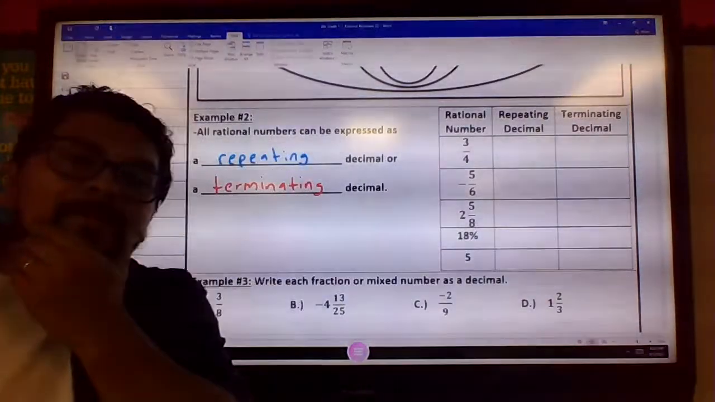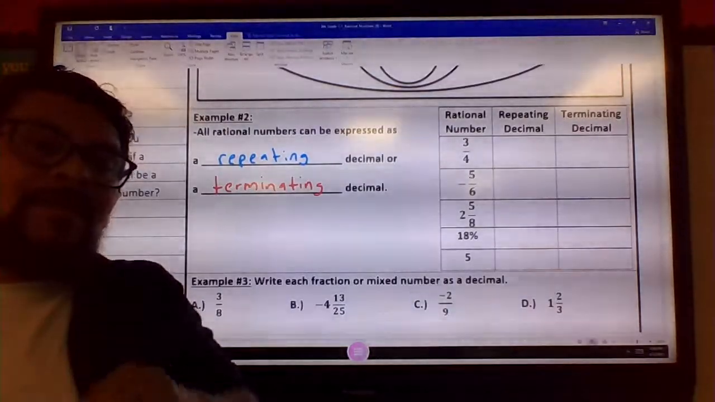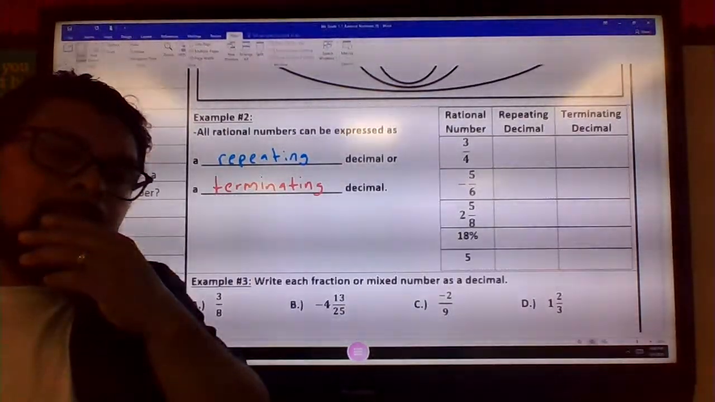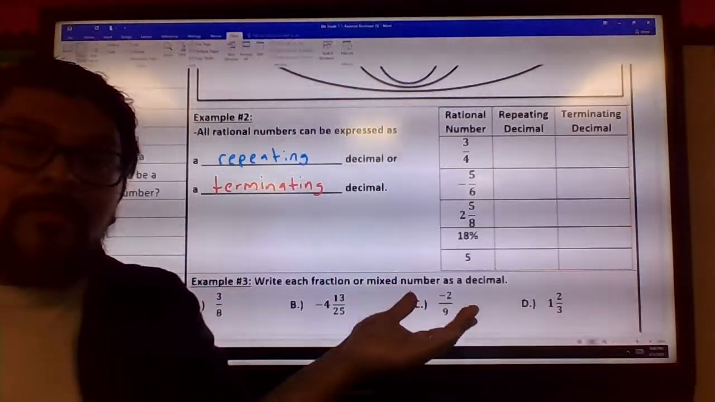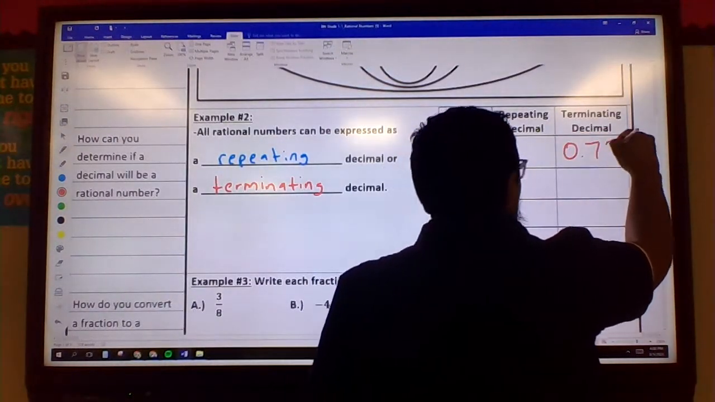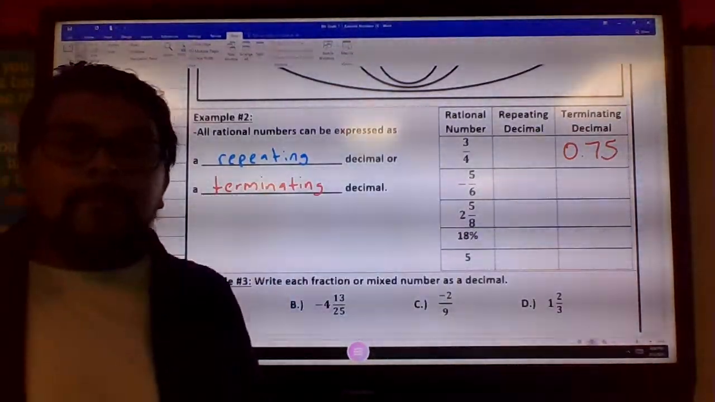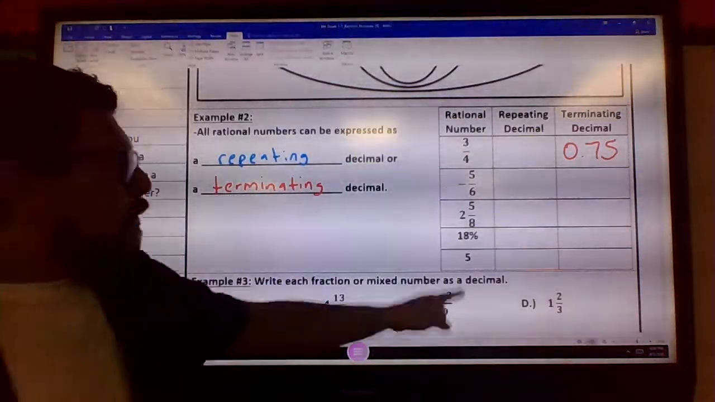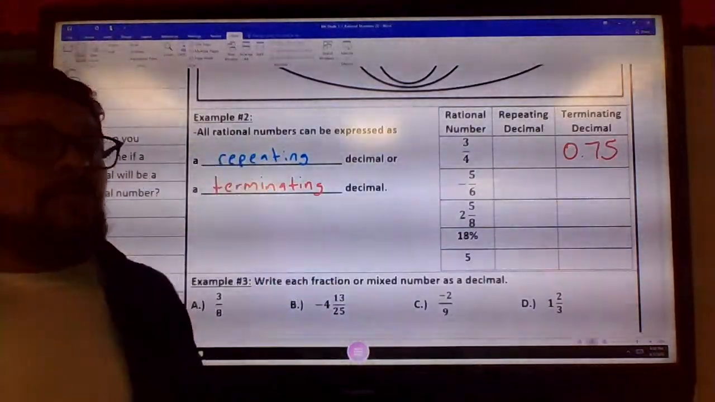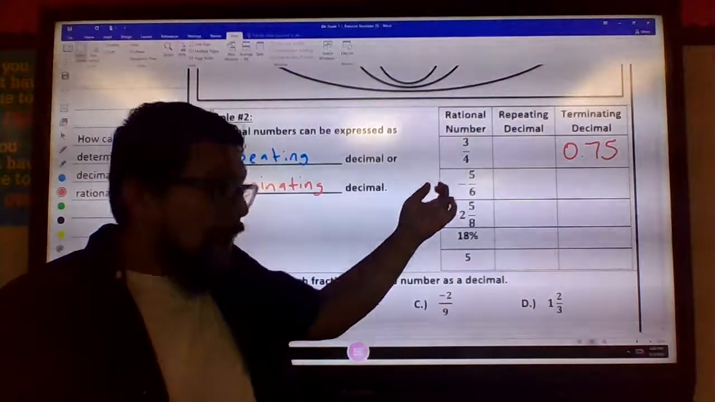So 0.75, is it repeating or terminating? It's terminating, which means it's stopping. It stops, right? So it's terminating, 0.75. And I'm going to put it in red because this is red too, okay? Next one, -5/6. It's an integer over an integer and it's negative, so it is a rational number.